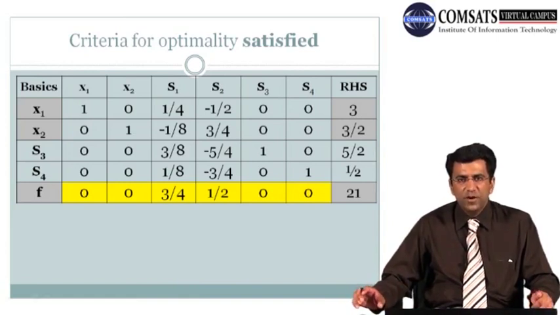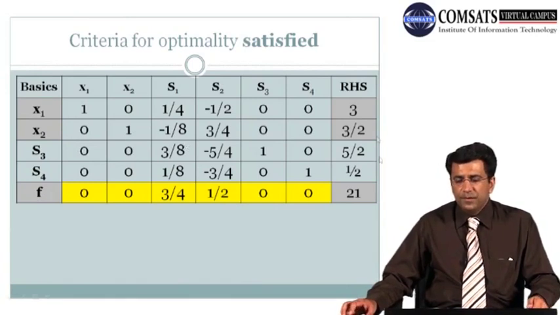After replacing that new pivot row, we will also replace all the other rows which we have just computed, that is the x1 row, x2 row, s3, s4 and f row. So whatever row we have computed other than the pivot row, we will have to replace all of those rows in this particular table. And again, we'll have to check the optimality condition.